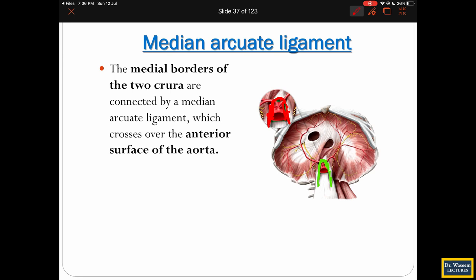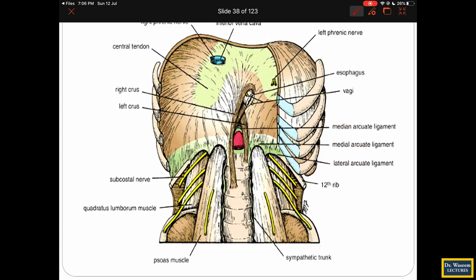So it is binding even the aorta to the back wall here, so that when more cardiac output is coming and there is expansion of the aorta, the two crura will not go wide apart. The aorta will be bound together in place. So this is the median arcuate ligament. You are watching the median arcuate ligament.